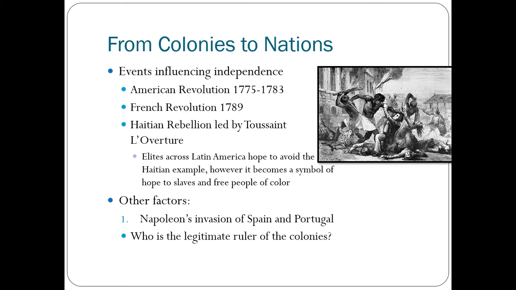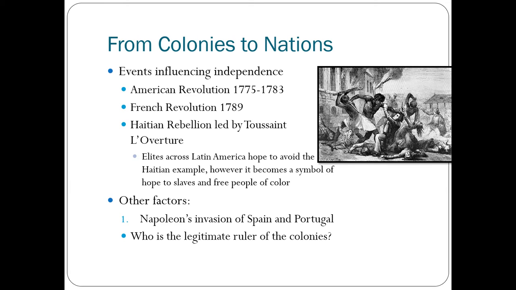It really destabilized, as you can imagine, the upper classes in Haiti and ran a lot of the landowners out of that country. It does become a symbol for the lower classes, both slaves and free people of color. But for the upper classes, for the Creoles in other parts of Latin America, it's going to become a symbol of something they want to avoid.